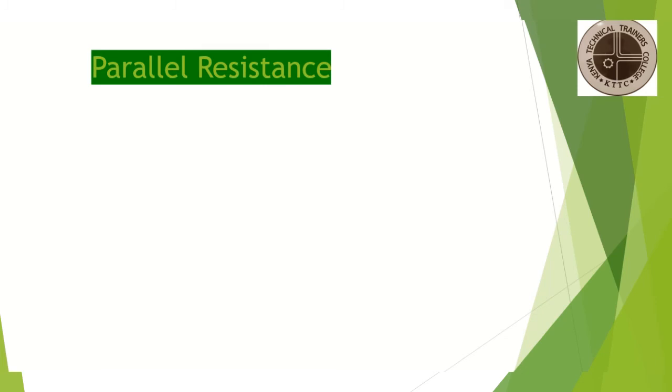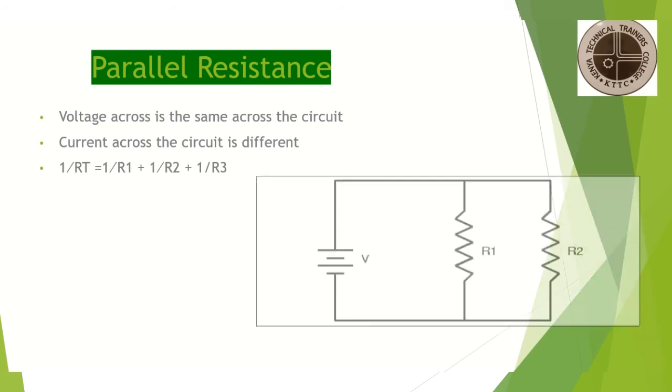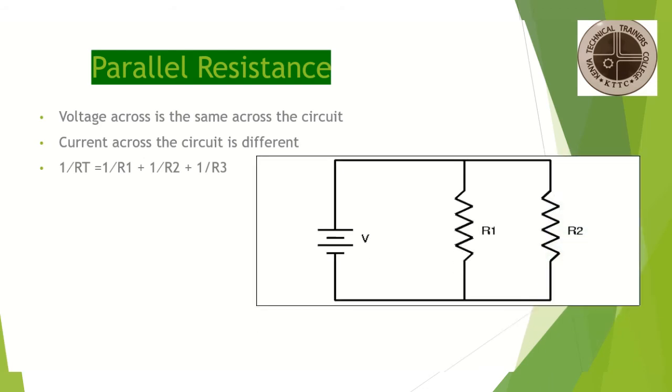Parallel resistance. What is parallel resistance? It is a situation whereby the voltage is the same across the circuit. Current across the circuit is different. The expression for the resistance is given by 1 over RT equals 1 over R1 plus 1 over R2 plus 1 over R3. The resistors in parallel are arranged as shown in the circuit.